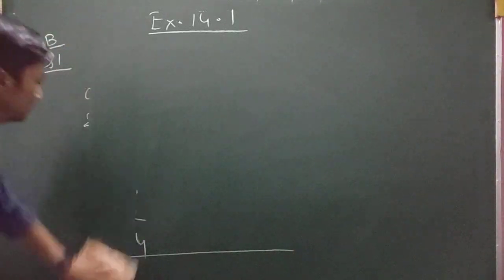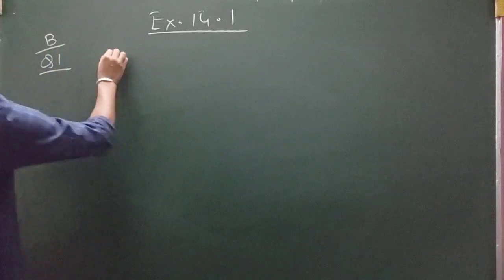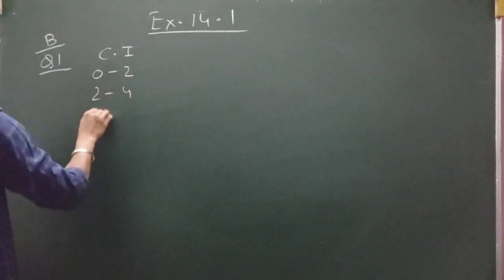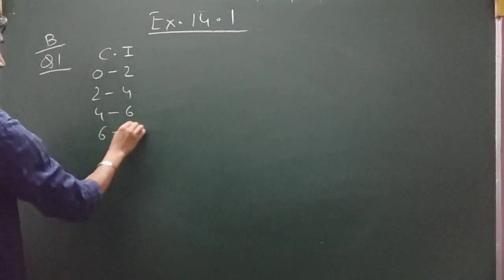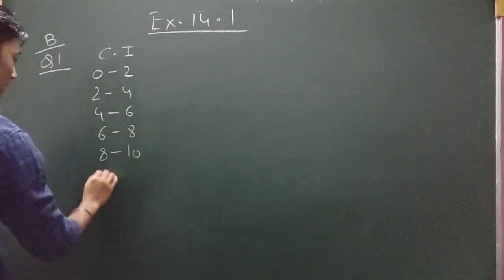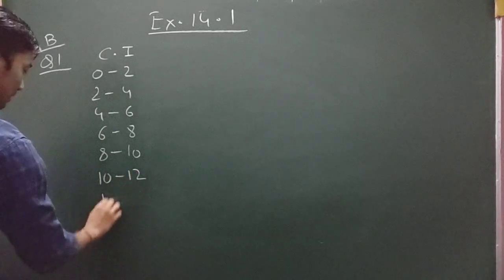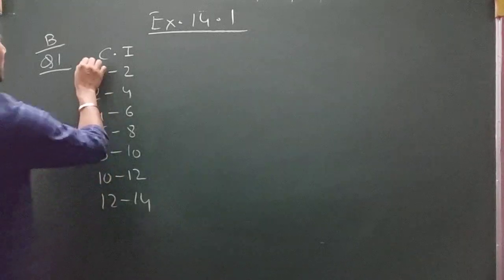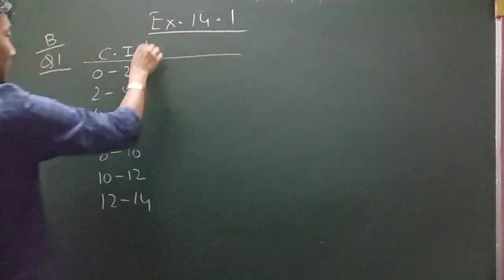Let me write it in proper space, like class interval 0 to 2, 2 to 4, 4 to 6, 6 to 8. You can do along with me: 8 to 10, 10 to 12, 12 to 14. Alright, this is the class interval. We will need the class mark.